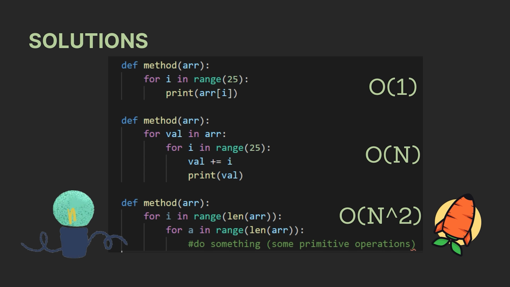In the third method, we're given an array and perform two nested for loops. In the body of the nested for loop, we perform some number of primitive operations. Given the array size is n, this is n times n times some constant c, which is then simplified to O of n squared. This is a quadratic time algorithm.